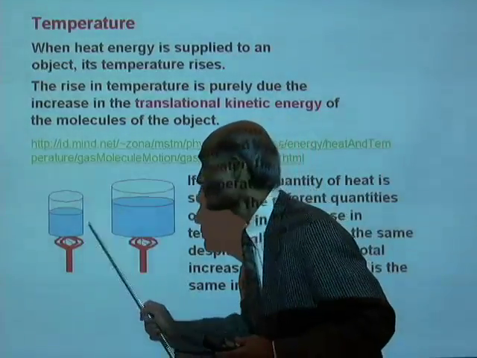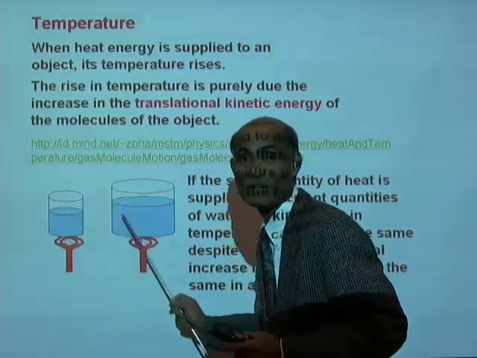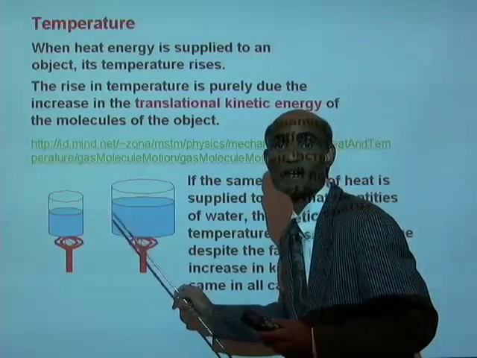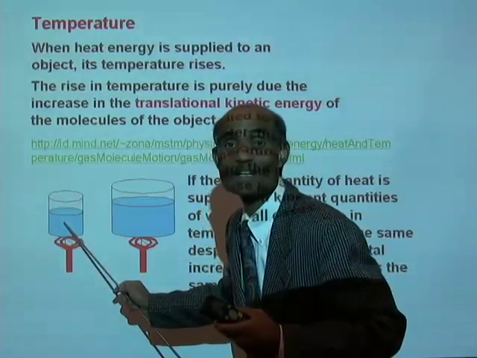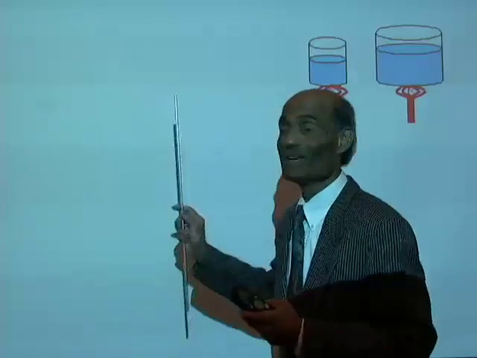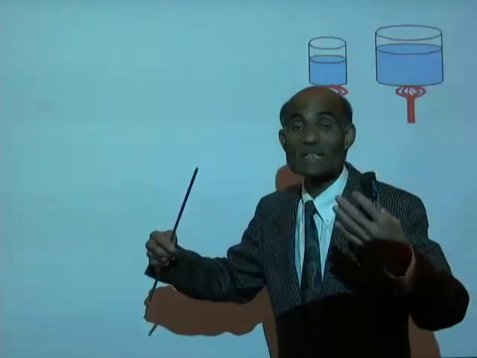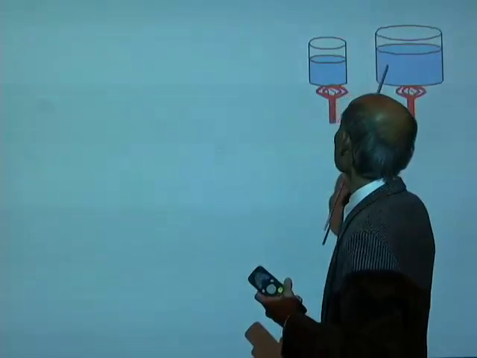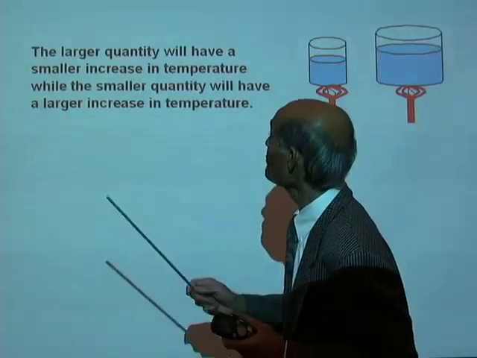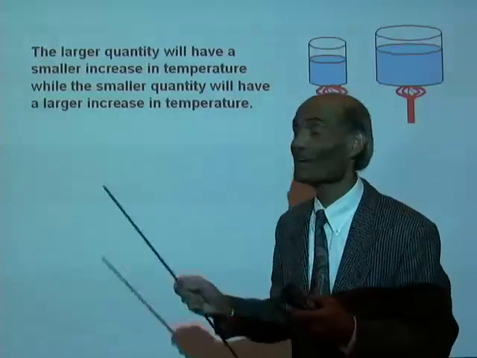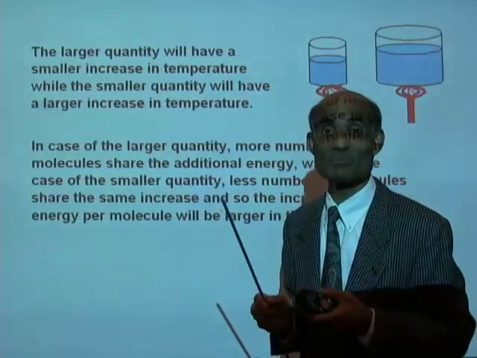The same amount of energy is shared among less number of molecules here than in the large container. That means the share of energy per molecule is much greater in the smaller beaker. Is that right? Each molecule in the smaller beaker will now have much greater kinetic energy than the energy in the bigger beaker. So the larger quantity will have a smaller increase in temperature, while the smaller quantity will have a larger increase in temperature.